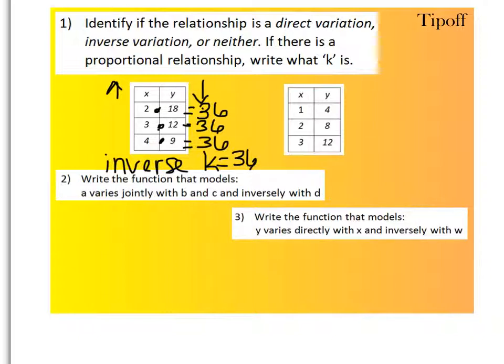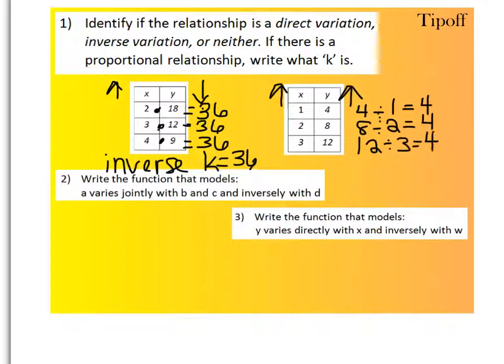The second one, x and y. So looking at my x's, they're going up again. Looking at the y's, they're also going up. So if this has a relationship, it would be direct. To check if it's direct, we divide to find that value. So 4 divided by 1 is 4. 8 divided by 2 is also 4, so far so good. 12 divided by 3 is also 4. So this one's direct with the k value of 4.